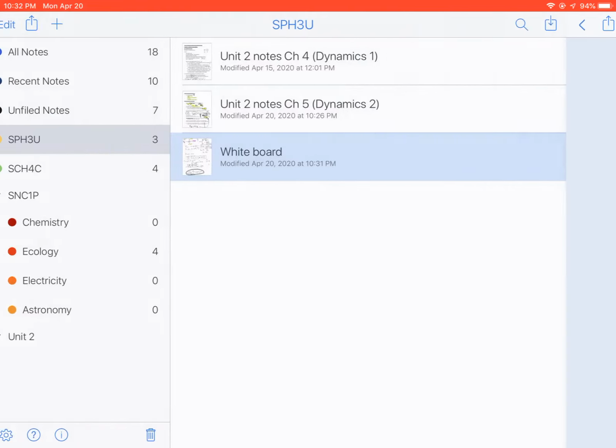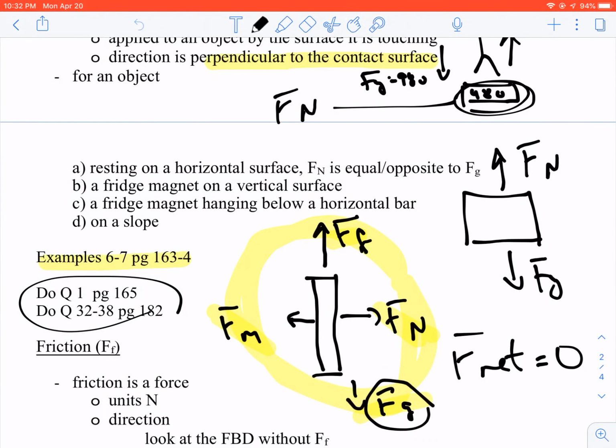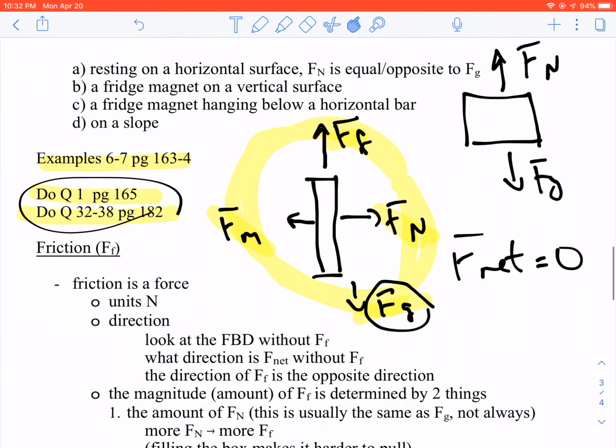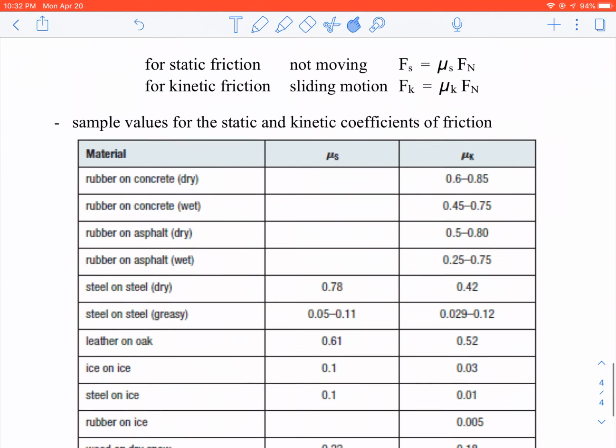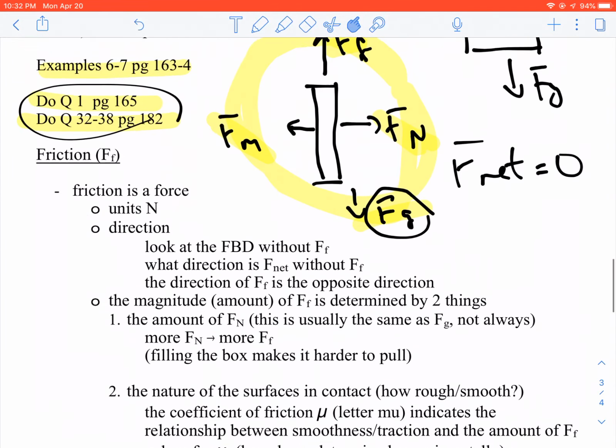Okay, I will finish there and leave you with questions on page 165 and page 182 here. And then tomorrow when we come back for our last note, we will do this note here on the types of friction, and then we will finish chapter 5. And that's the entire chapter.